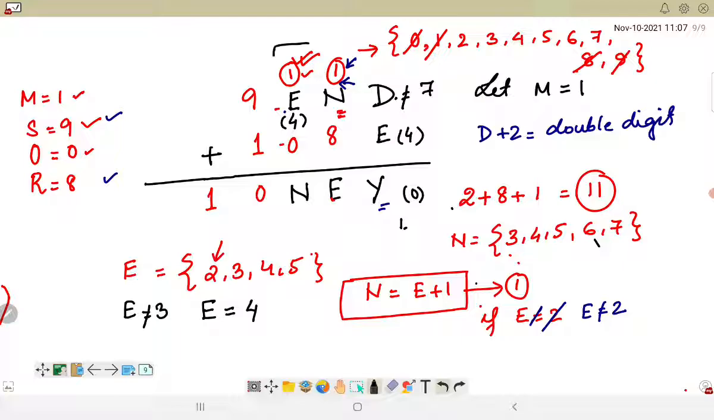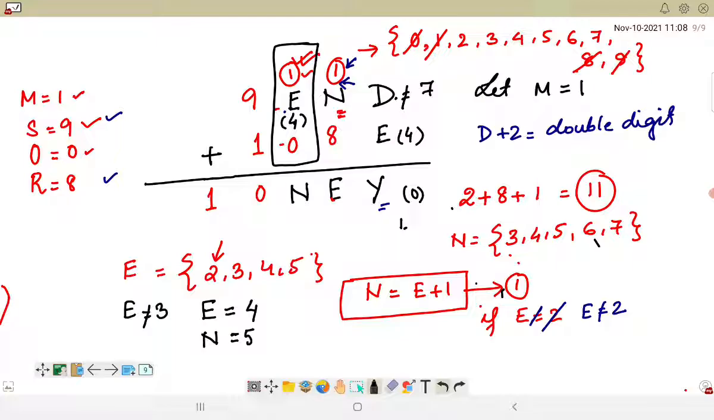Now if we are considering just this part, 4 plus 1 is equal to 5. So N is equal to 5. Up till now, yes, it is possible because 5 is not taken. N is equal to E plus 1, which is 5, right? So E is equal to 4 is possible as of now.